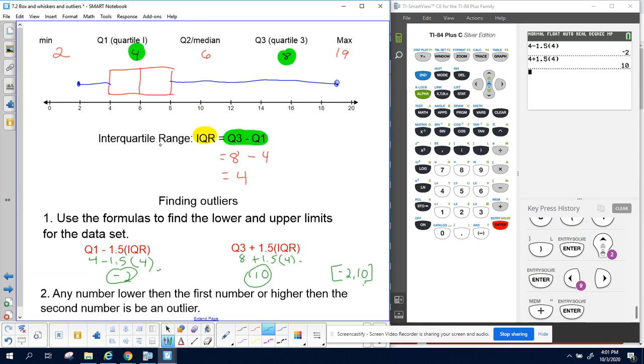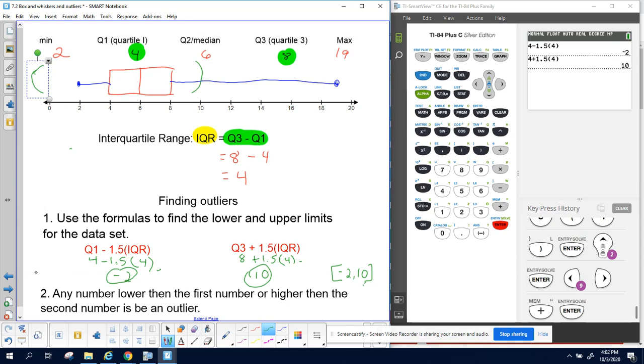In a picture, we've seen it done this way. -2 would be way over there, and they'll put a parenthesis type thing to say any number to the left of this green parenthesis looking thing is an outlier, and then 10 is the right fence, so a little parenthesis there. Anything on this side of the right fence is considered an outlier.